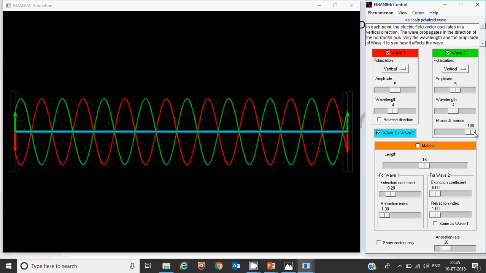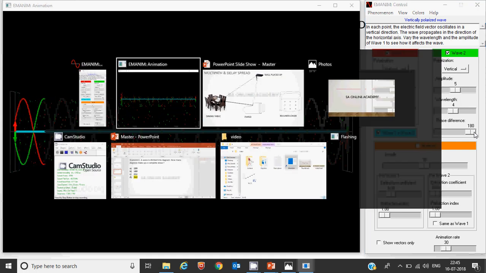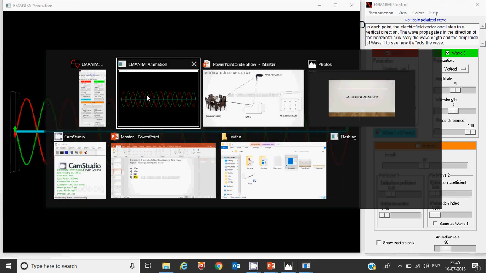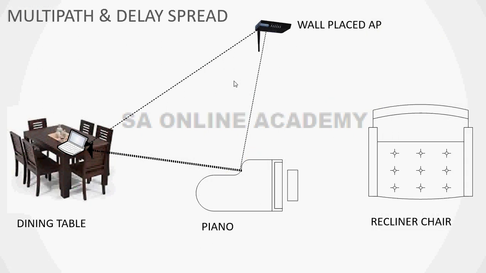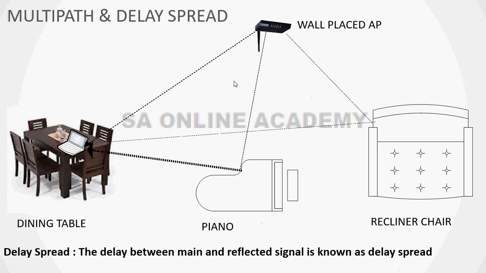So for delay spread, if the delay is very limited and within phase, like I showed through the simulator, then it is positive. If it is out of phase, then it is negative. If it is 180 degrees, then it nullifies. But if there is a huge delay spread, then it results in data corruption. So this is multipath and delay spread. They are directly related to the reflection.